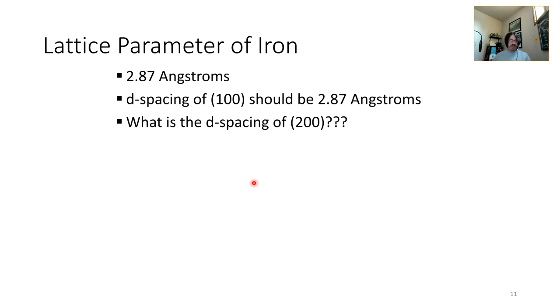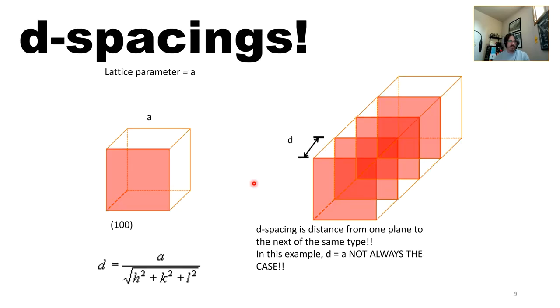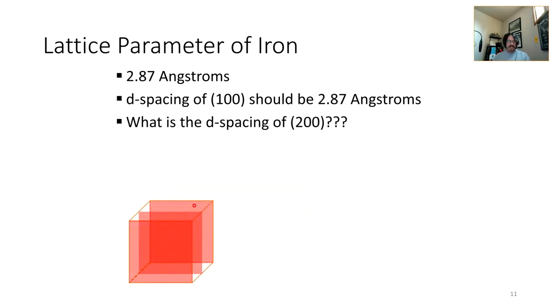The lattice parameter of iron is 2.87 angstroms. The d-spacing of 100 is 2.87 angstroms. Okay, it's cubic, so we saw in the representation what 100 is. What's the d-spacing of 200? And we kind of insert this extra half plane. So the d-spacing of 200 is, if you can work it out. So there's two ways you can do it. You can work it out. So you can say d equals 2.87 over the square root of 2 squared.